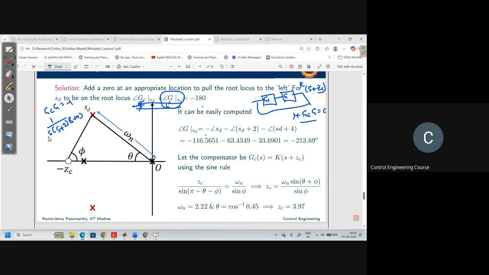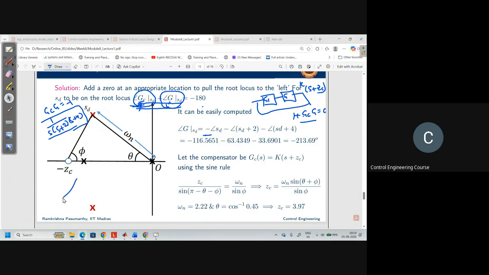Then at that point, what is the angle contribution by means of G of S? That is G at S_T, this is the angle contribution. Now the compensator has to provide the remaining angle. How do we calculate this remaining angle? By using trigonometry, that is, the sine law.